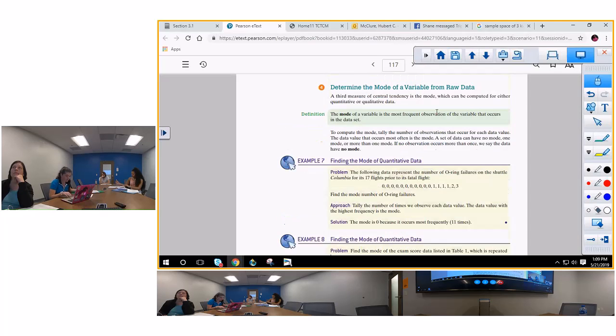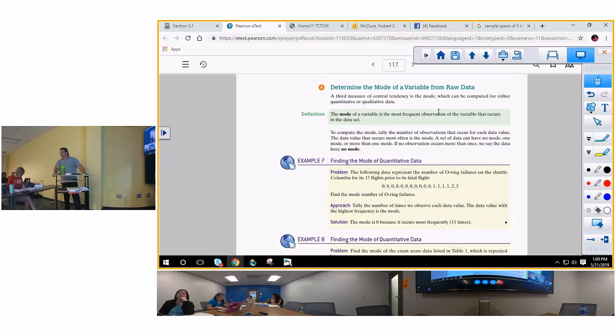The mode. What is the mode? Well, what's the two first letters? M-O. Most. M-O. Most. Mode. Most. Always remember that. This is the only one that's actually observed. Do you do any calculations with the mode? No. It's the one that's observed. Can you have more than one mode? Yes.